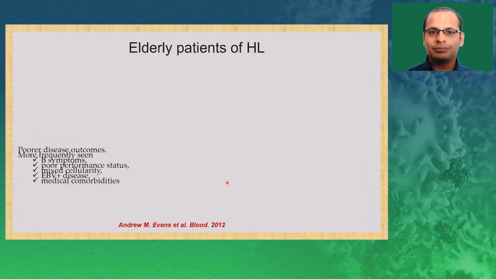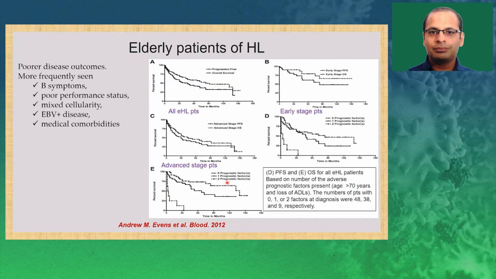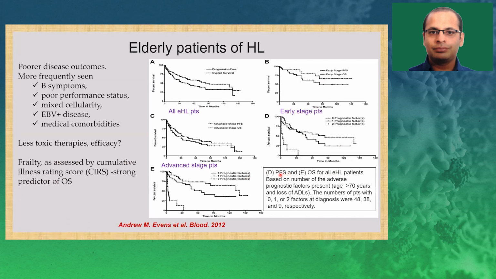Special scenarios: elderly. We expect the elderly population to have poorer disease outcomes. More commonly, as I've already told you, medical comorbidities are more common. So whether the patient has early stage, advanced stage, or multiple prognostic factors, in any of these scenarios the elderly population tends to have poorer overall survival and poorer tolerance to chemotherapy. But should we use less toxic therapy? Preferably yes, but their efficacy is not known.